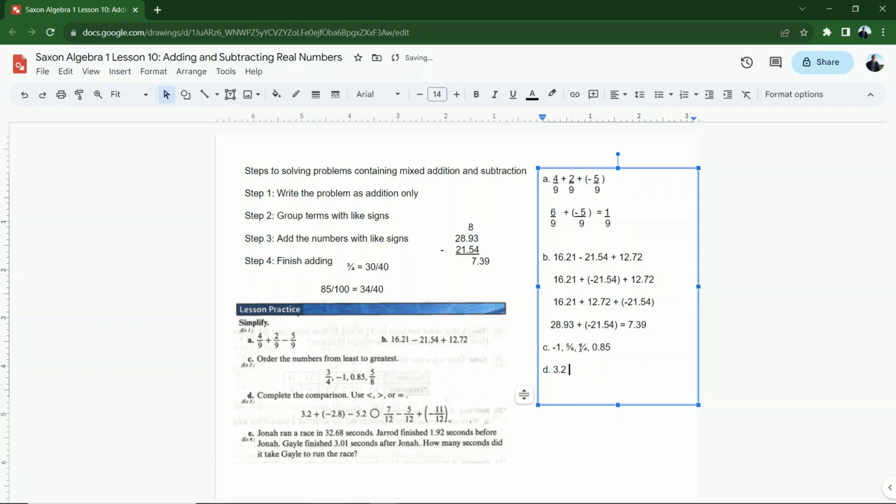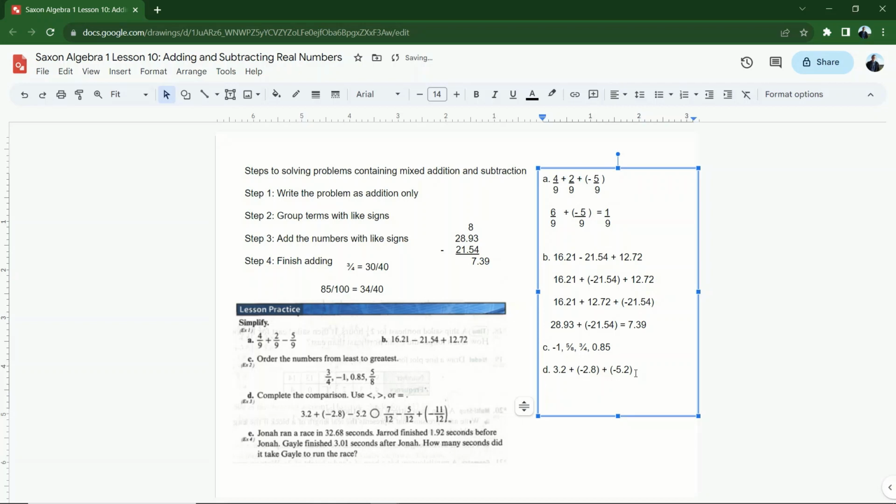It's going to be 3.2 plus -2.8 minus 5.2. That's my first problem. Let's solve that one. I'm going to change this to an all addition problem. So it's going to be plus the opposite of 5.2.